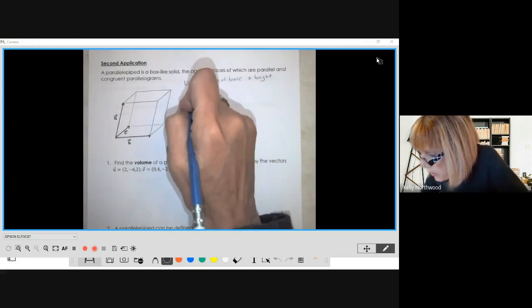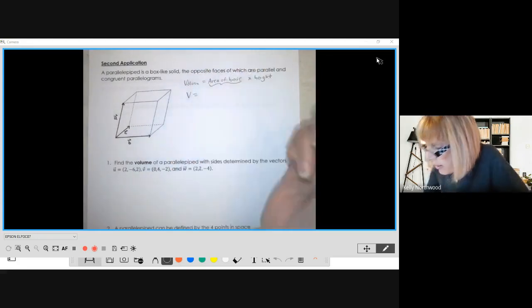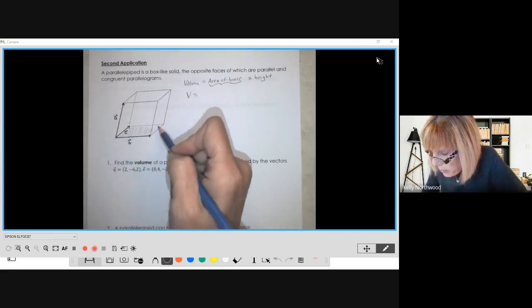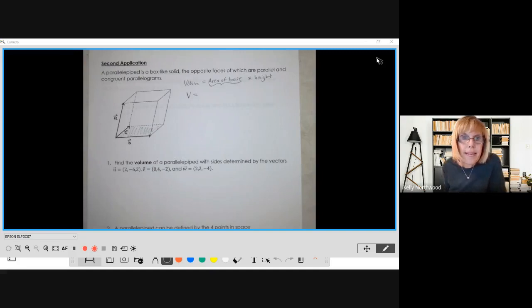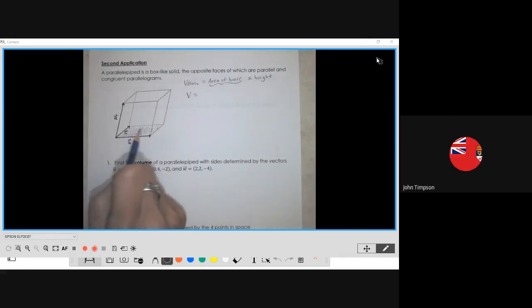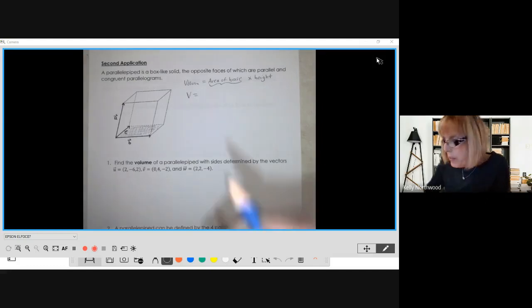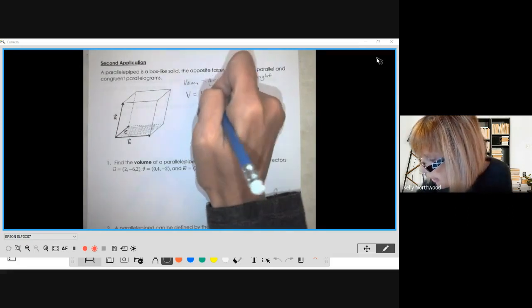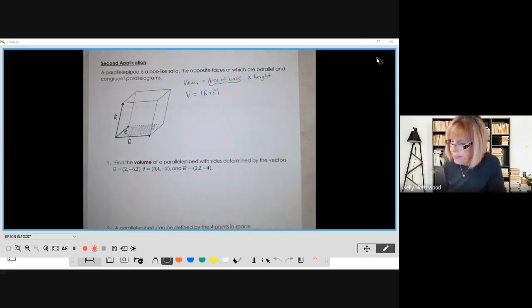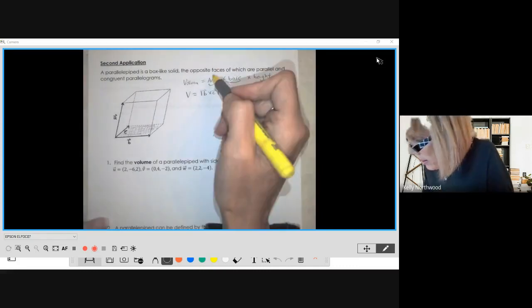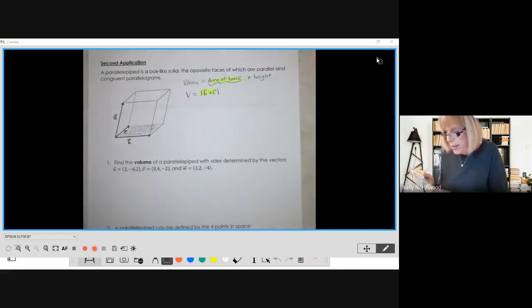So I'm just going to change volume to V. Do you guys see this as the base? Like if I color in here, is this the base of my prism? Sure, yeah. Does that make sense? And it's a parallelogram, and I know that the area of that parallelogram would be the magnitude of B cross C. Does that make sense? So this is the area of the base. I'm going to show this correspondence here.